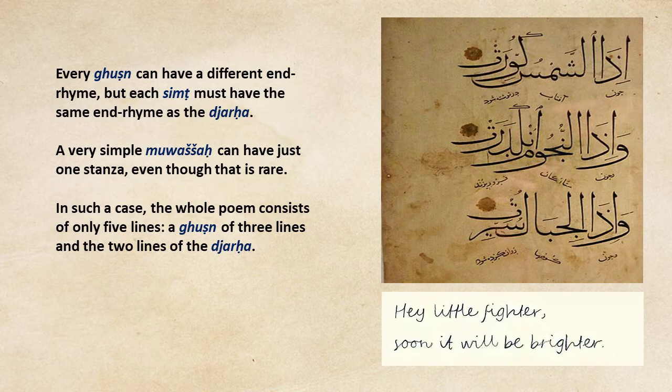Now, a very simple Muwaššaḥ has only 1 stanza, but that is very rare. In such a case, the whole poem would consist of only 5 lines, a ghusn of 3 lines. I gave here an example, 3 lines in Arabic, and the 2 last lines of the jarha in another language. I just plucked a little rhyme here as an illustration in English, but of course, if it's an Arabic poet, he would write that other language in Arabic letters. So it's not in another script, but just so you visualize it.